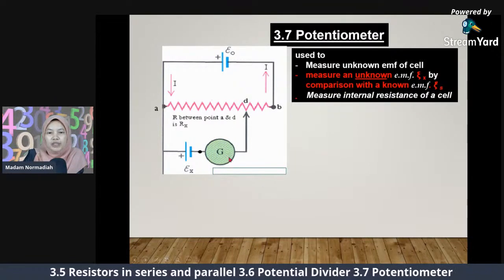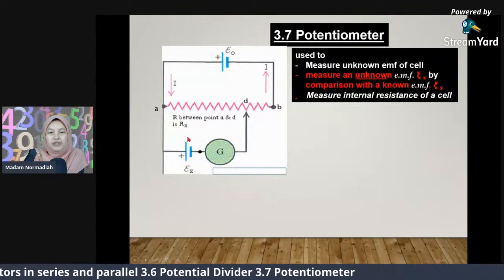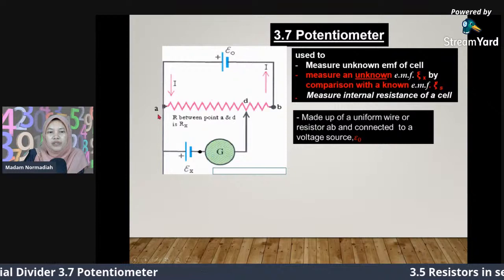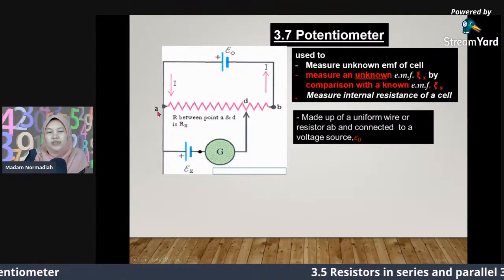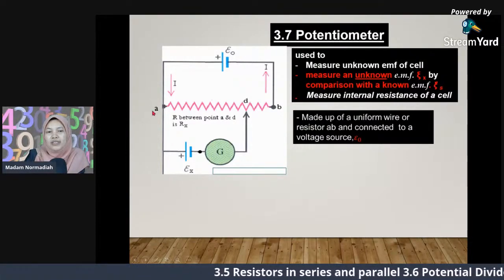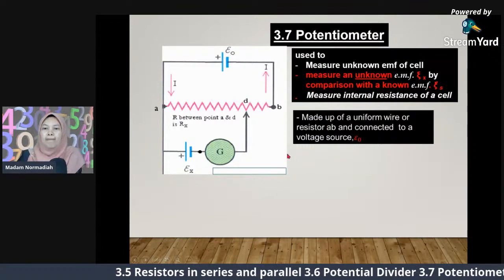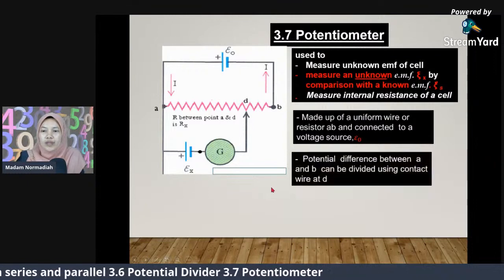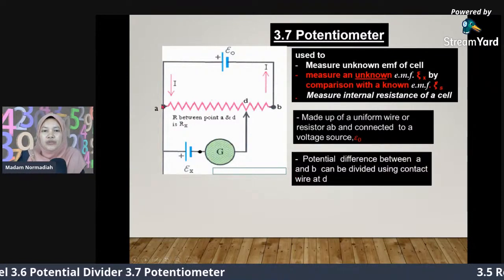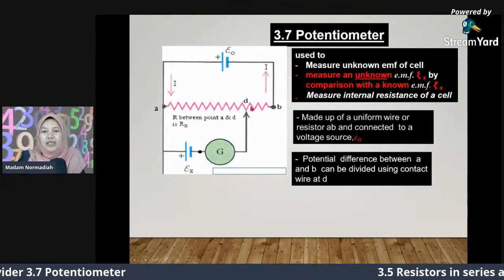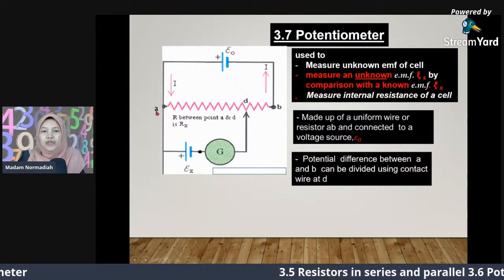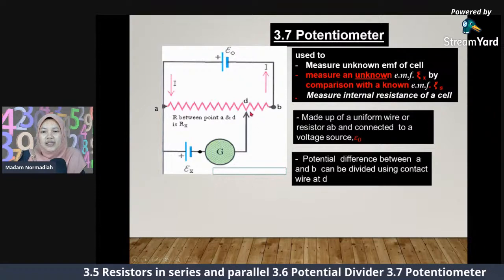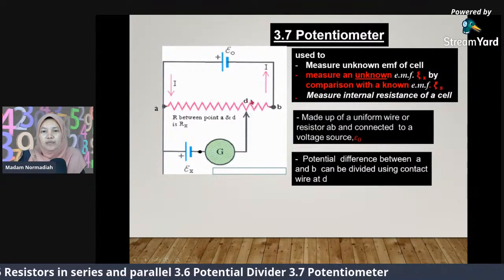We have a galvanometer to detect the current. We have the unknown EMF. We have the voltage supply. And we have a uniform wire, which is AB or resistor AB. Okay, the potential divider between points A and B can be divided into VAD and DB by adjusting the slider or the contact wire at point D.